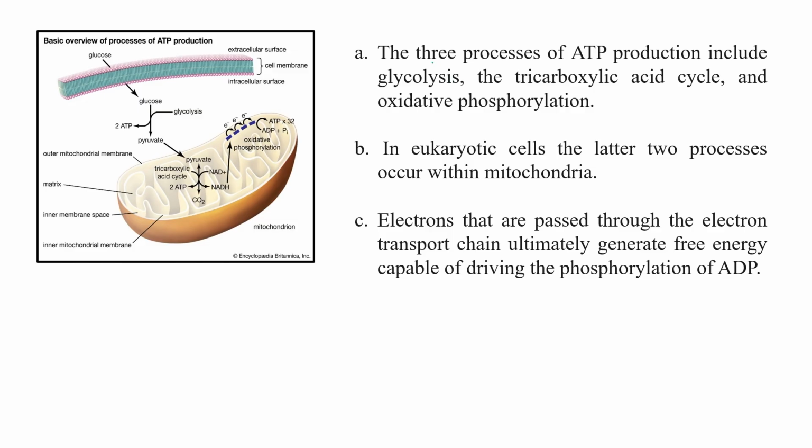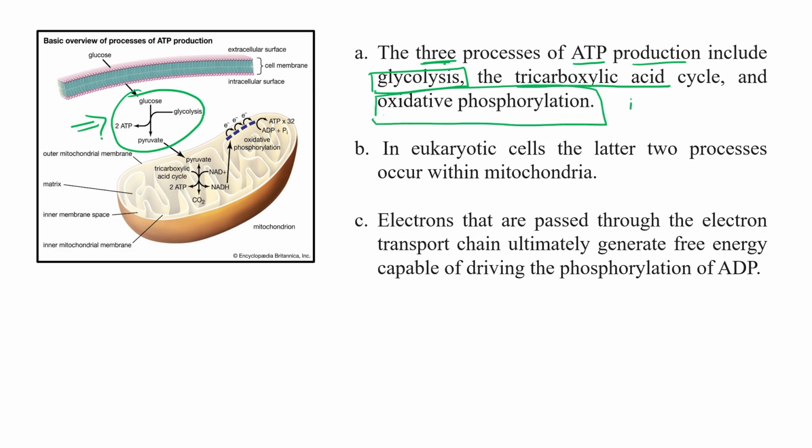So what are those three main steps? In cellular respiration, three main processes are involved in ATP production. First is glycolysis, which occurs in cytoplasm, right? Then the TCA cycle, which occurs in the matrix of mitochondria, and then the final production of ATP, which occurs during oxidative phosphorylation. So these are the three important steps of ATP production, right?